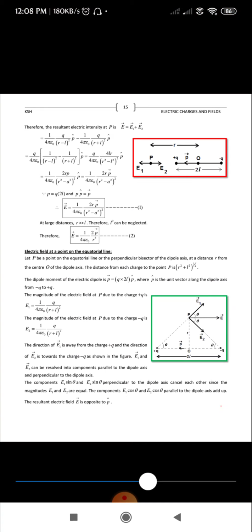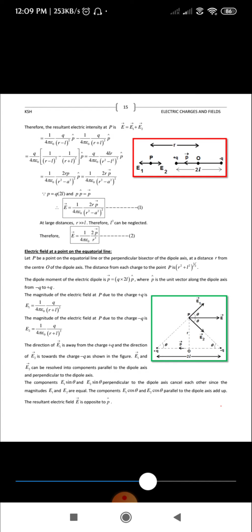As you know, E1 represents the electric field due to the positive charge, and E2 represents the electric field due to the negative charge. The electric field E gives the resultant of E1 and E2. Right, that was the thing. And next we went through resolving E1 and E2.